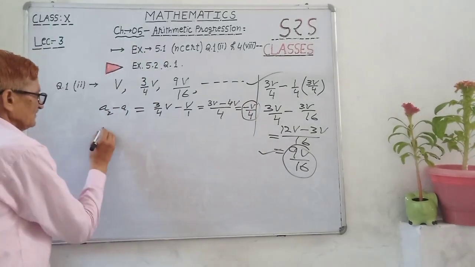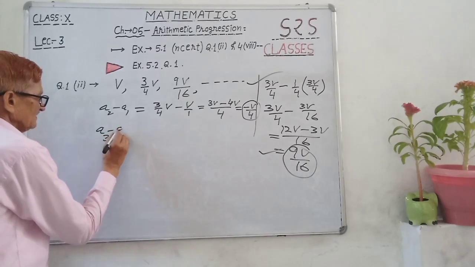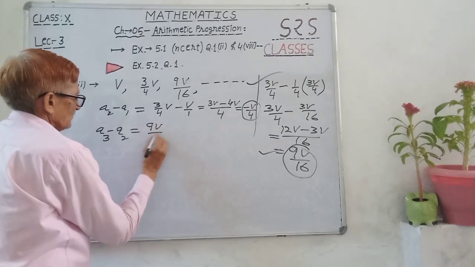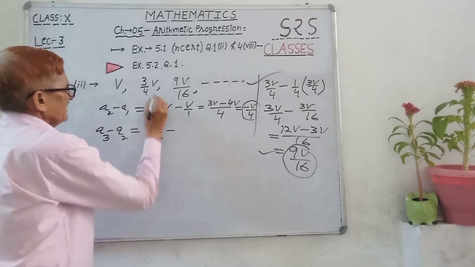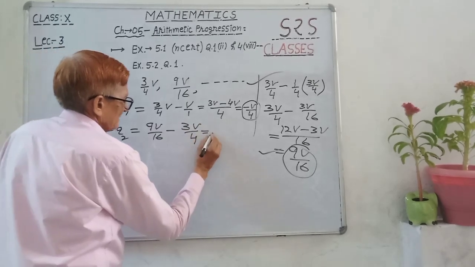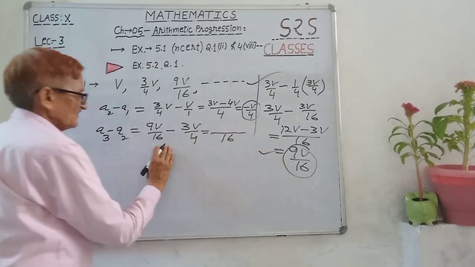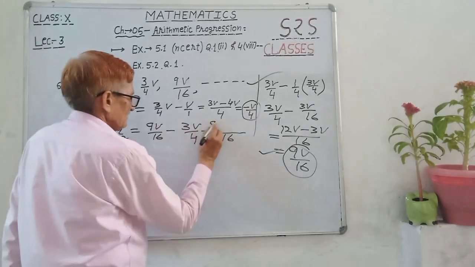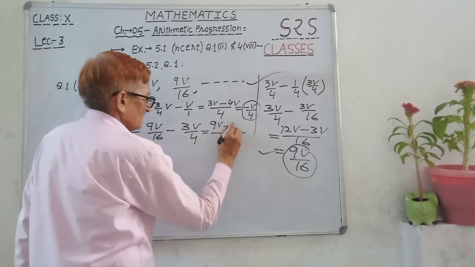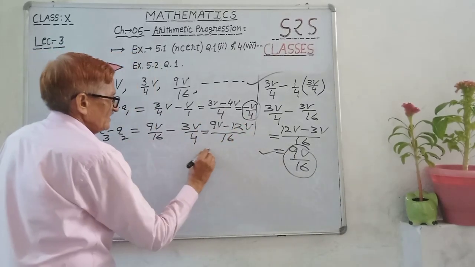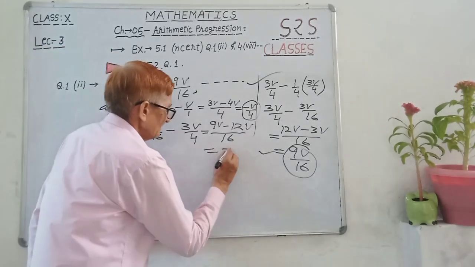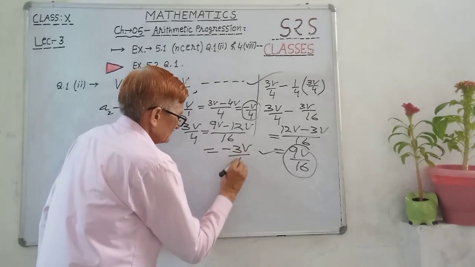Now check A3 minus A2. A3 is 9V/16 minus A2 is 3V/4. LCM 16. Okay, then 9V minus 4 4 जा 16, 4 multiply 3, then 9V minus 12V, 3V minus 3V upon 16.